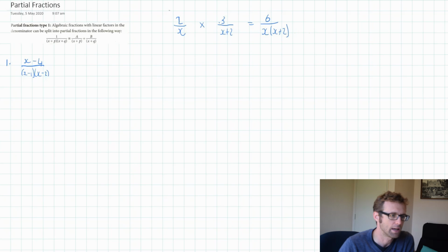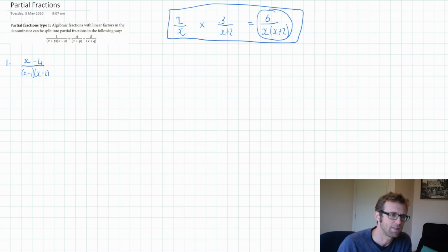So here I have a fairly simple example. I've got 2 over x and I multiply it by 3 over x plus 2, and that gives me 6 over x into x plus 2. So a partial fraction, we take this part here, the 6 over x into x plus 2, and then we try and figure out what the parts of that could be if we split up the denominator. So it's kind of like working backwards.